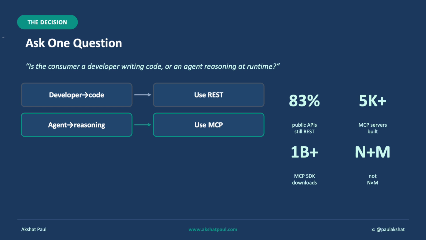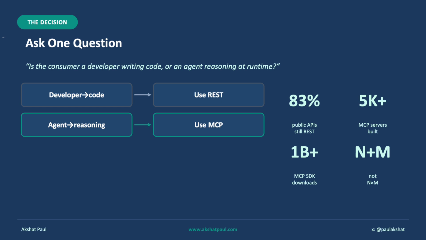If you take one framework out of this video, make it this question. Is the consumer a developer writing code or an agent reasoning at runtime? If it's a developer who's going to sit down, read documentation, and write deterministic code that calls a known endpoint, REST, every time. Simpler, faster, more predictable, better tooling. If it's an agent that has to figure out on its own which tool applies to the task in front of it, and that decision might be different every single time, that's MCP's job.